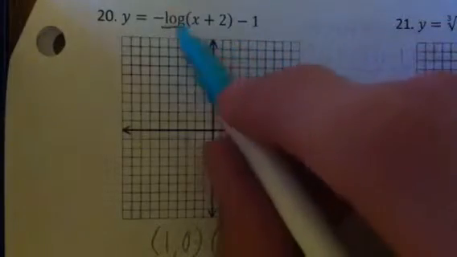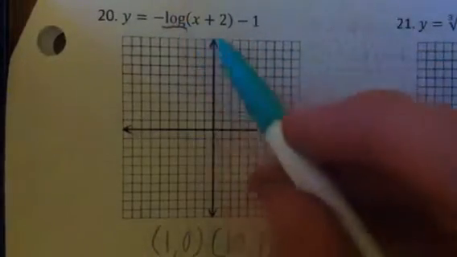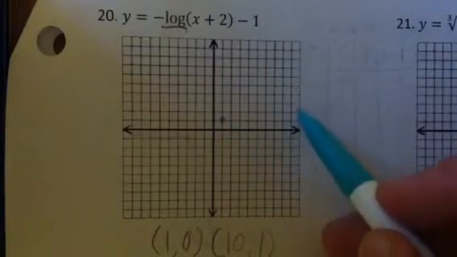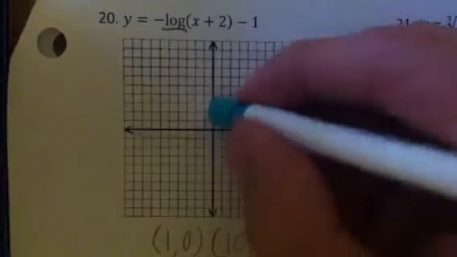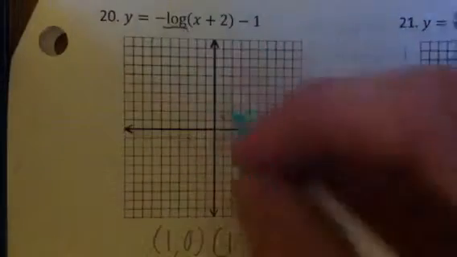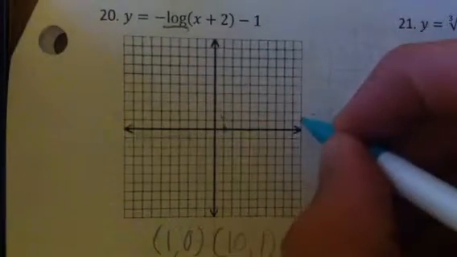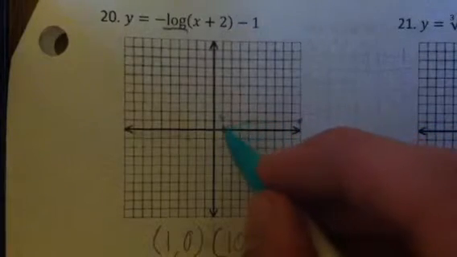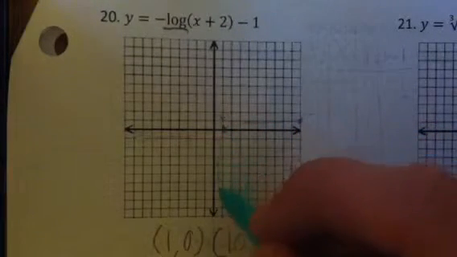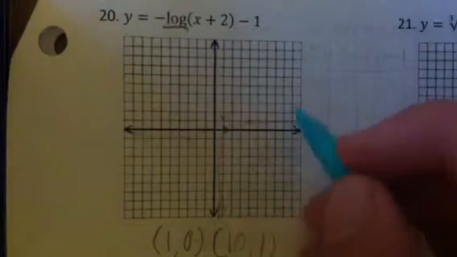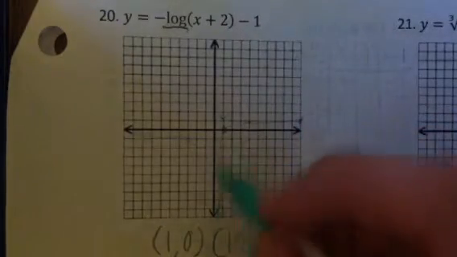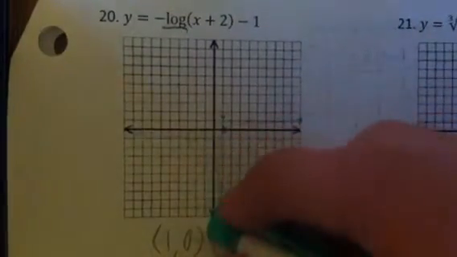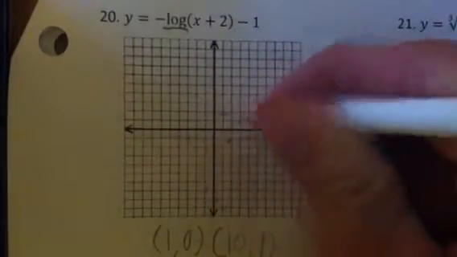So in a logarithmic graph, we're used to seeing something kind of like this, where it comes in and curves straight down, right? And there's an asymptote on 0.